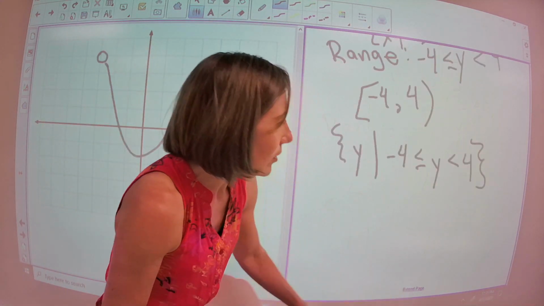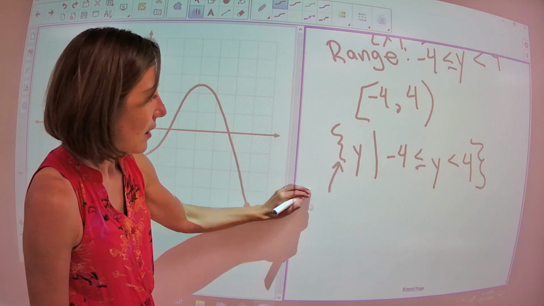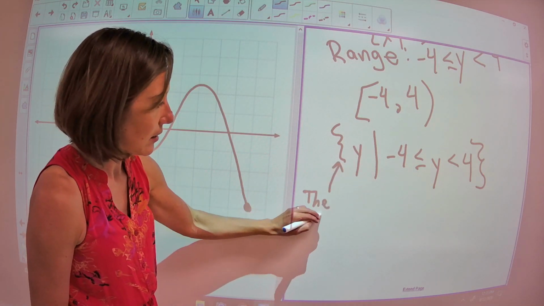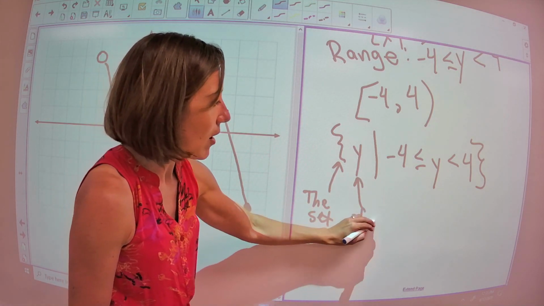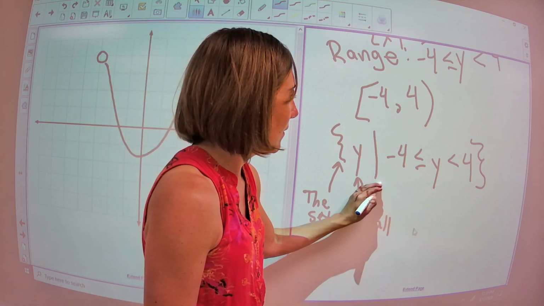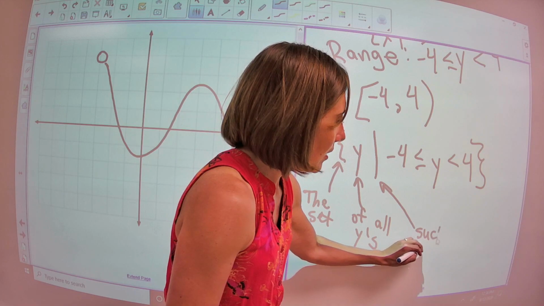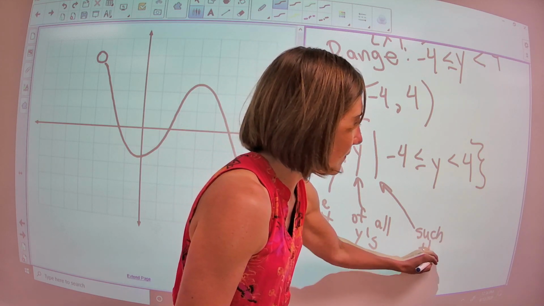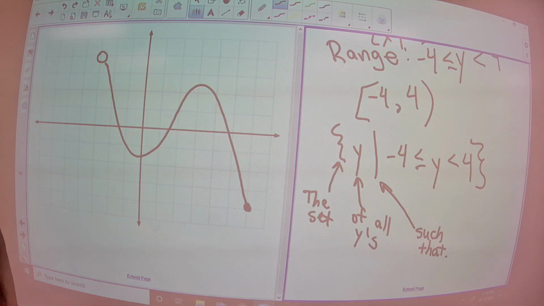Let's label that one so you remember how to read it. You say the set of all y's, and that bar means such that, or so that. You could say so that there.